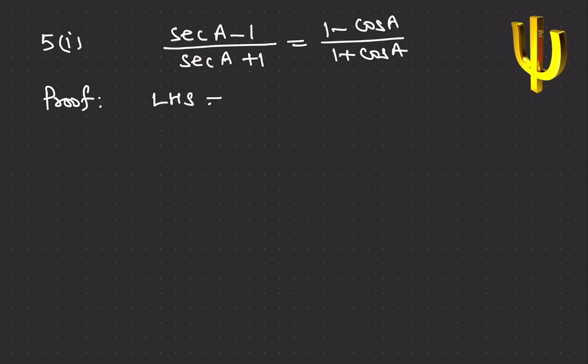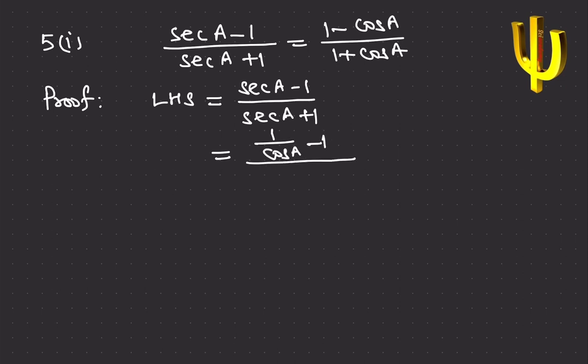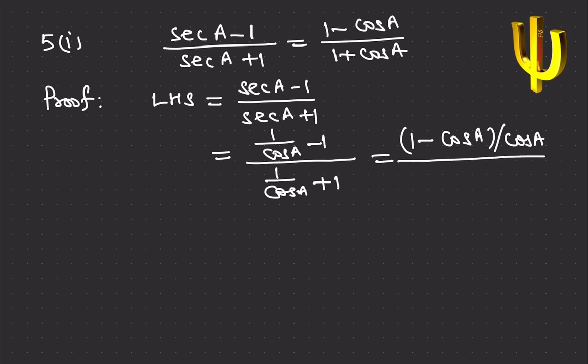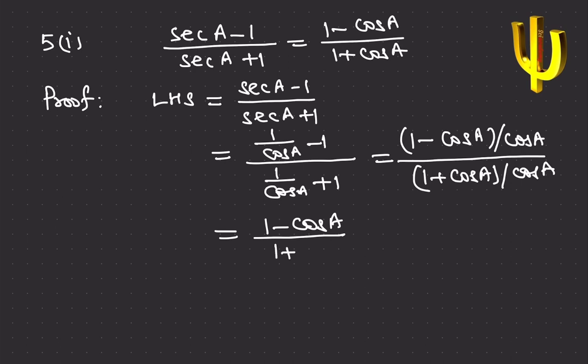LHS is given equals sec A minus 1 divided by sec A plus 1, that can simply be written as 1 by cos A minus 1 divided by 1 by cos A plus 1, that is equal to 1 minus cos A divided by cos A and 1 plus cos A divided by cos A, which gives 1 minus cos A divided by 1 plus cos A, that is equal to RHS. Hence the problem is solved.